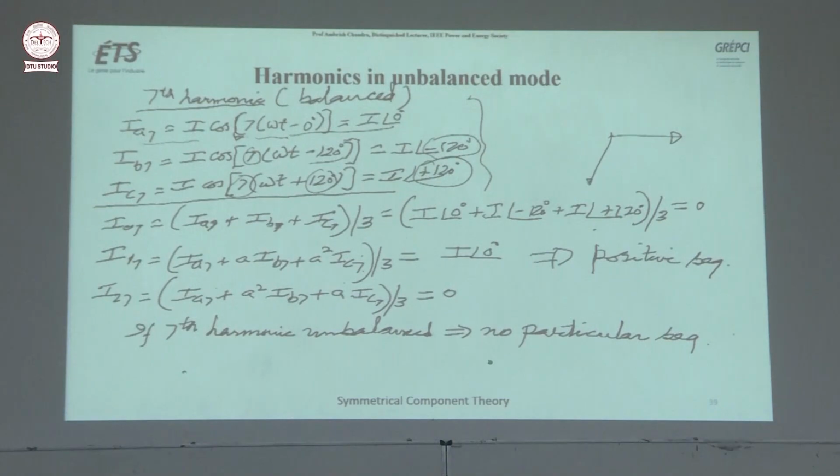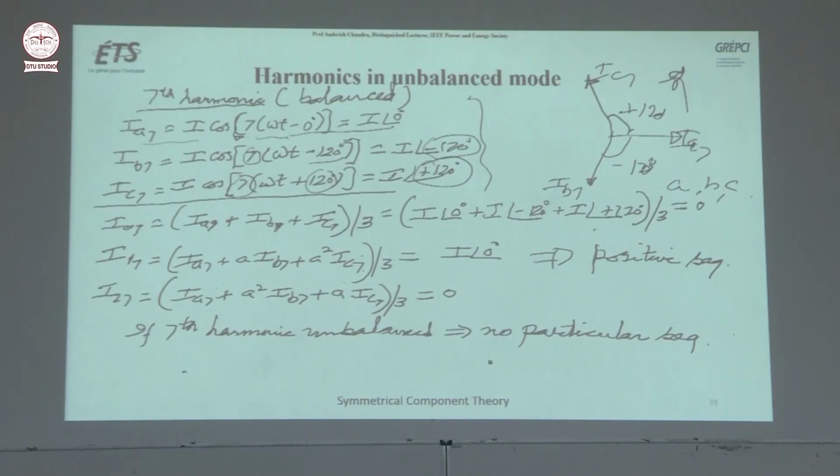Now what you can do, you can be smart. You can just draw this diagram. Okay, this is IA7, and this is IB7, and this is IC7, plus 120, minus 120, right? And the vector is rotating in this direction. So you can say A, B, C, A, B, C. So you can say, okay, this is a positive sequence.